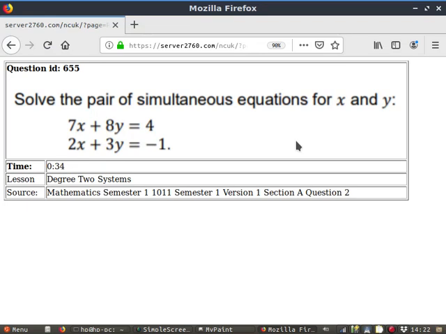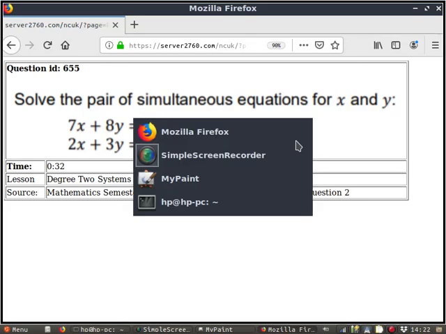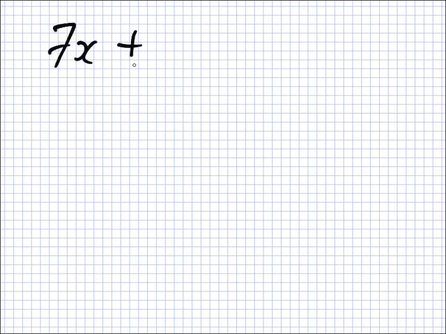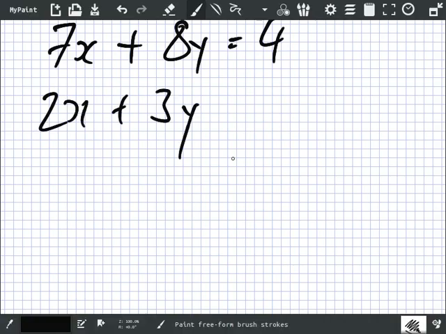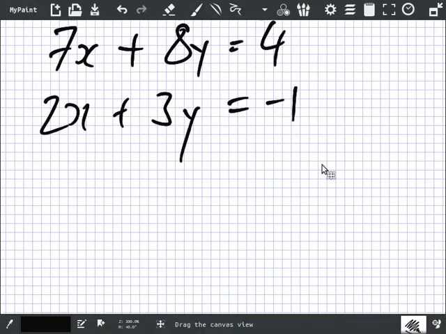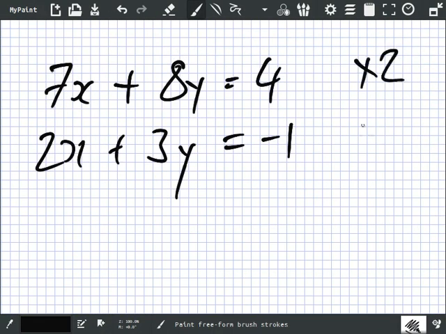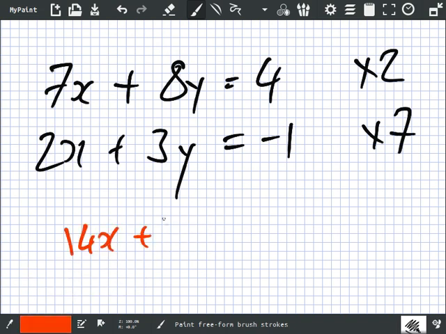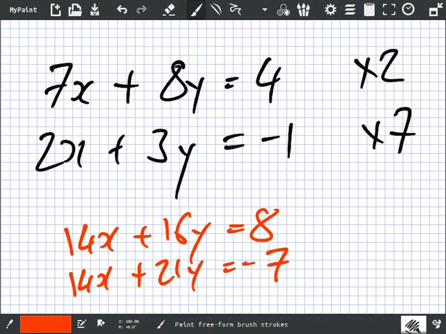Who needs to double check it? Indeed. 7x plus 8y equals 4, and 2x plus 3y equals minus 1. So, multiply by 2 and 7? Yeah. So that's 14x plus 16y equals 8, and 14x plus 21y equals minus 7.